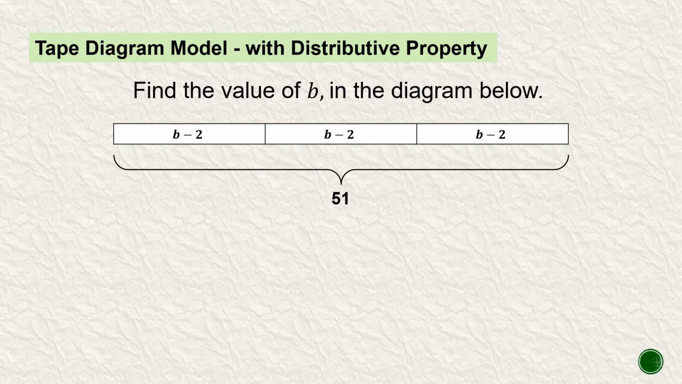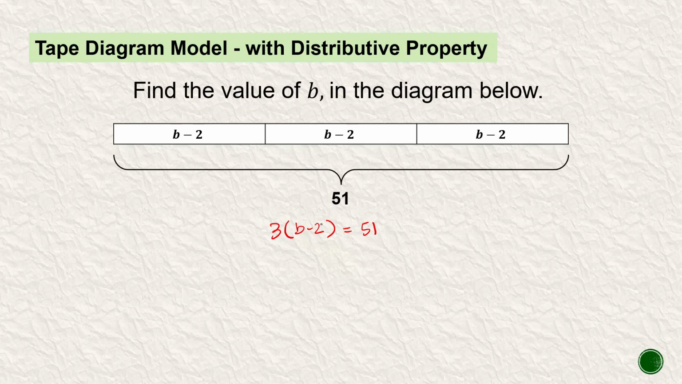That's an expression, and that's very important. So b minus 2, there are 3 of them. Then I will write 3 open parenthesis b minus 2 close parenthesis equals 51. It is very important that you enclose that b minus 2 in a parenthesis.